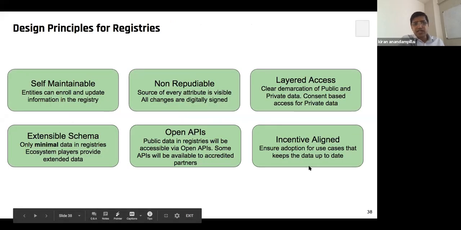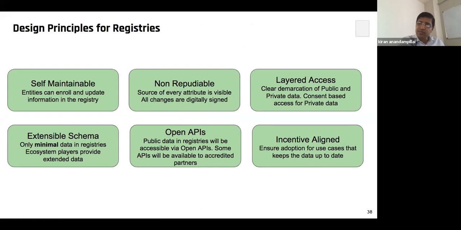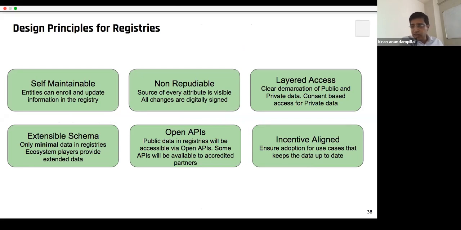So these are some of the design principles for registries. One of the first things it says is there should be some amount of self-maintainability. So you can think about a hospital or a doctor who has a digital entry in a registry. There are many elements of their information that they should be able to update and keep up to date. And there will be, of course, several elements which need to be verified. So one is the fact that it needs to be self-maintainable.